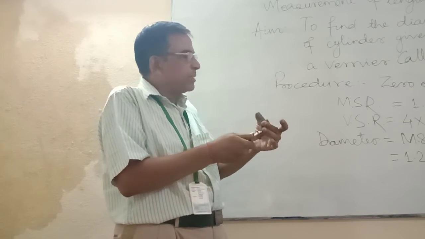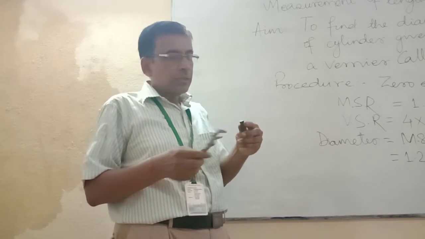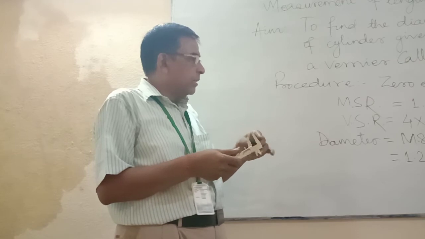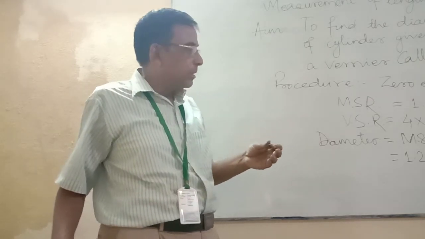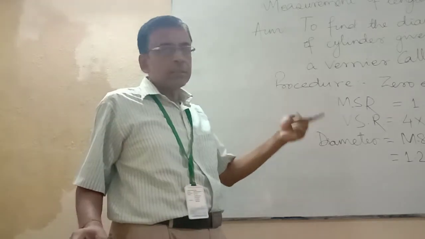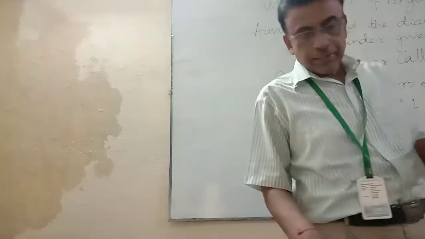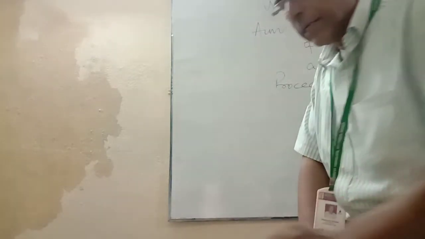If it is the same, it's okay, fine. Otherwise, if it is changing, some new values are coming, then there is no problem. You can get different values and get the mean. Add all these observations and divide by the number of observations, you will get the mean value of the diameter. Okay, this way you can find out what is the diameter of the cylinder.